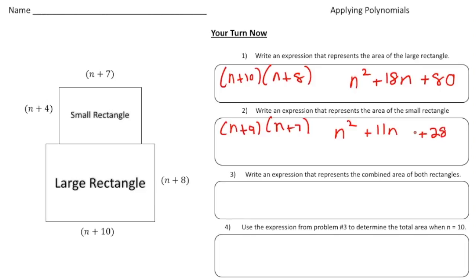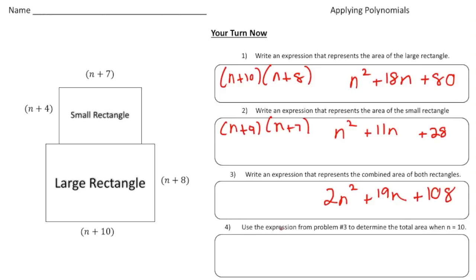All right, so now we know the area of both the large rectangle and the small rectangle. Part 3, it says, write an expression that represents the combined area of both rectangles. So I need to combine or add the terms. So n squared and n squared is going to be 2n squared. 11n and 18n will give us a 19n. And then 80 plus 28 is 108.